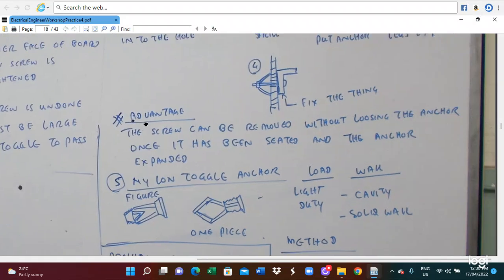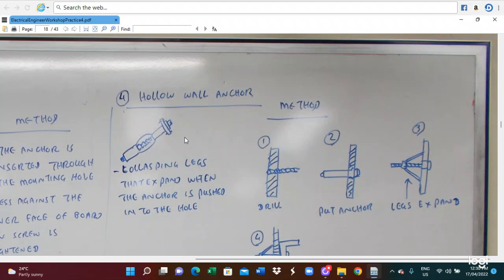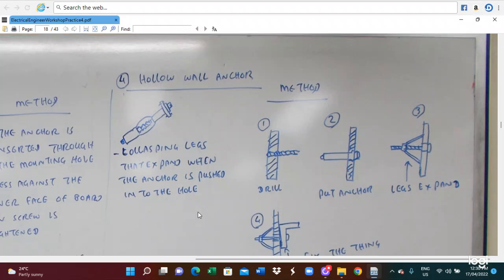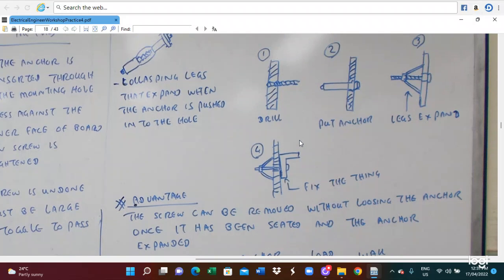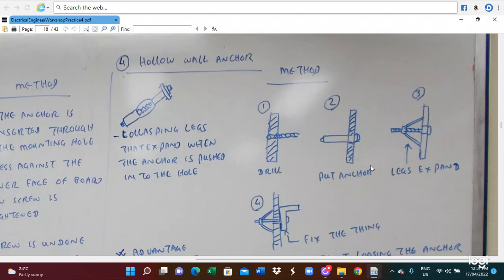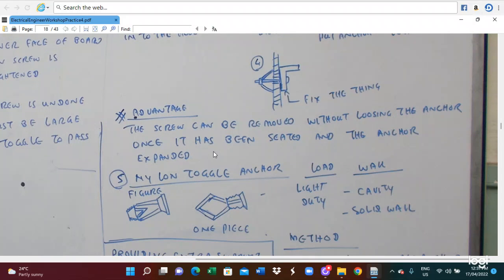Here is a hollow wall anchor. For the hollow anchor you can use the collapsing legs. The collapsing legs expand when the anchor is pushed into the hole. So firstly you have to drill, you have to put in the anchor, then the legs expand, and then we can fix the other item. So this is the fitting method for the hollow wall anchor. It has the advantage that the screw can be removed without losing the anchor once it has been seated and the anchor is bent.